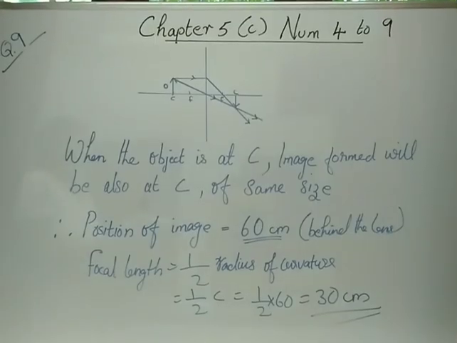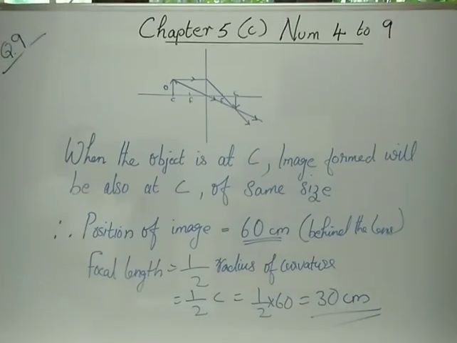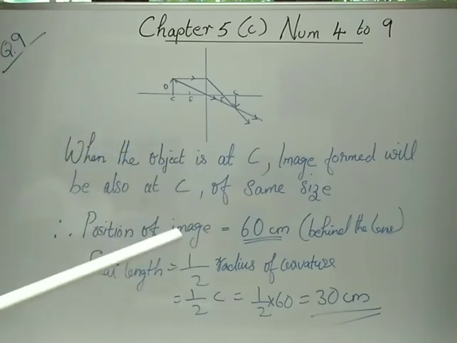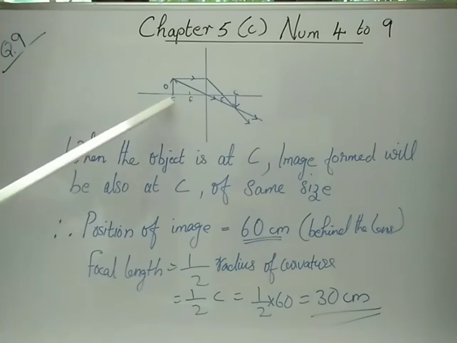Our last question in this video, question number 9. A convex lens forms an inverted image of the same size as that of the object, which is placed at a distance of 60 centimeter in front of the lens. So here I am going to explain the theory of that. When we place an object at C, the image formed will also be at C. So here, the object is placed at C.